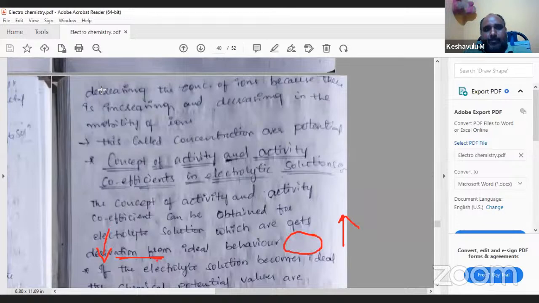The concentration overpotential depends on the nature of the M^n+. As the concentration of M^n+ increases, if the metal acts as the anode, the EMF increases. If that metal acts as the cathode, the EMF decreases as the M^n+ concentration increases. This difference, due to increasing or decreasing the M^n+ concentration, we consider as the concentration overpotential. Is it clear?